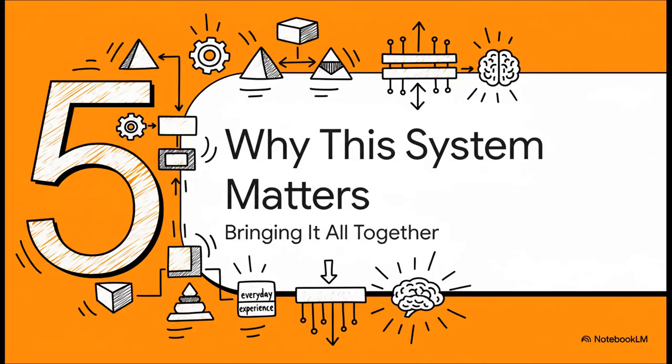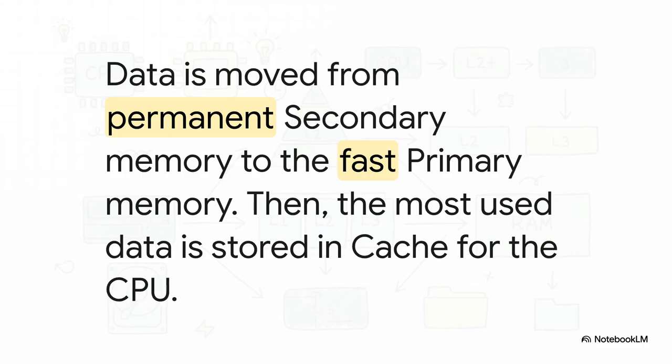Okay, so let's tie this all together and see why this whole complex tiered system is so important for what you do on your computer every single day. Just think about launching an application. The moment you double-click that icon, the program's files are moved from the slow library on your hard drive into the fast workspace of your RAM. Then, the most critical, most frequently used bits of that program get whisked into the ultra-fast VIP lane of the cache, ready for the CPU to access instantly.